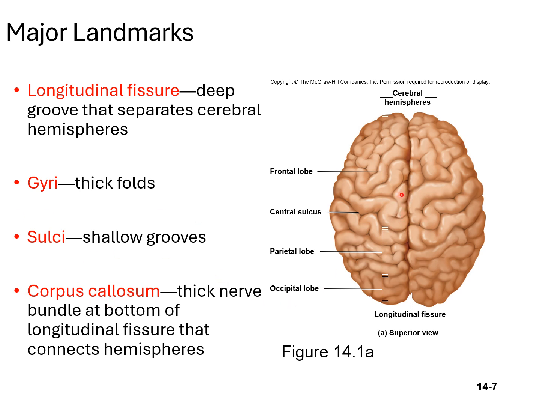The corpus callosum is in between, and we'll see it when we look at the sagittal section. It's the thick nerve bundle at the bottom of the longitudinal fissure that connects the hemispheres. So this will kind of look almost like an ear. And when we look at the sagittal section, I'll show you again the corpus callosum.